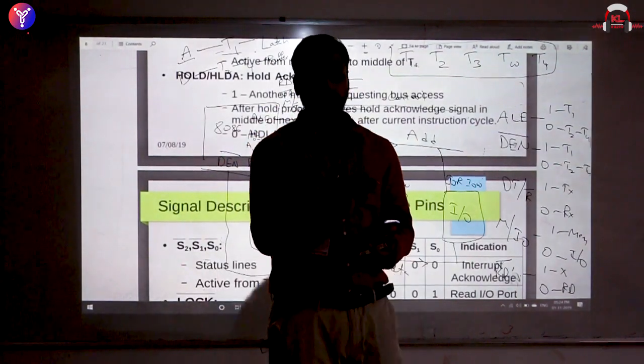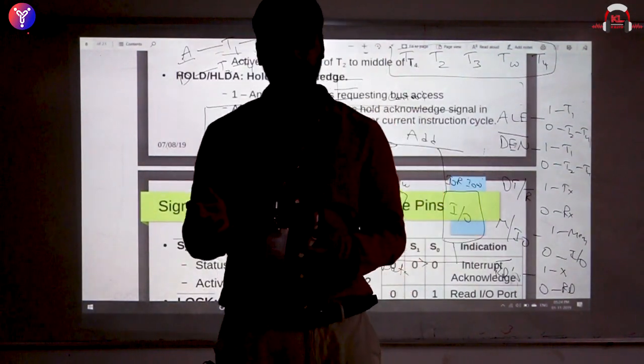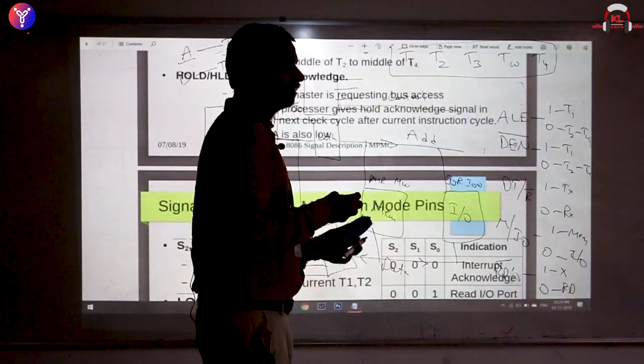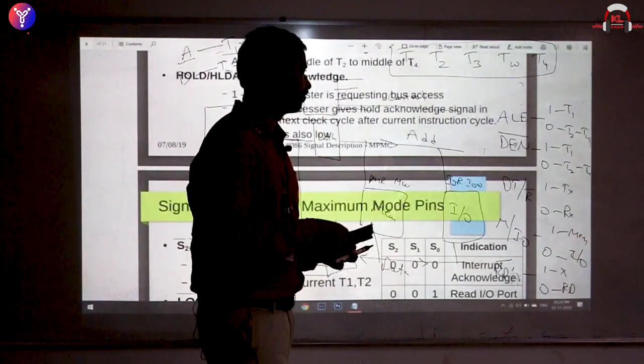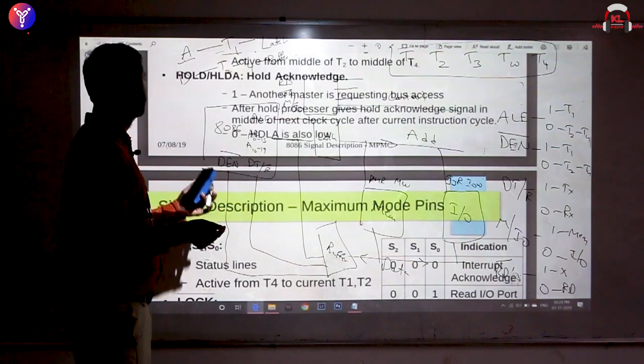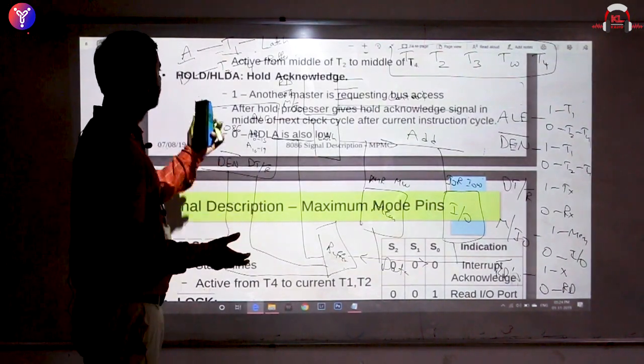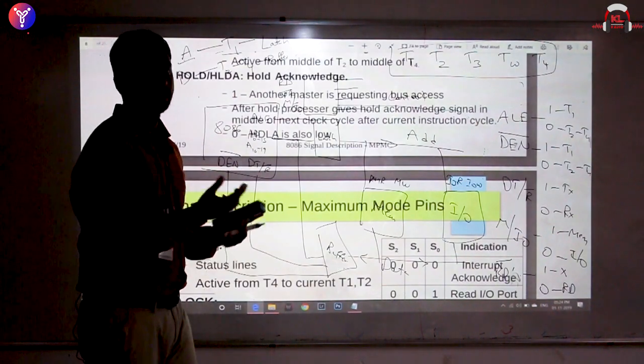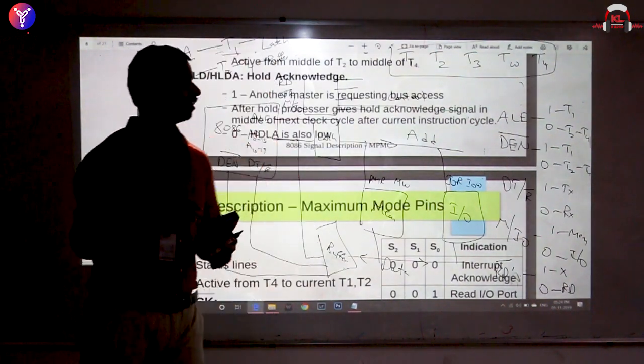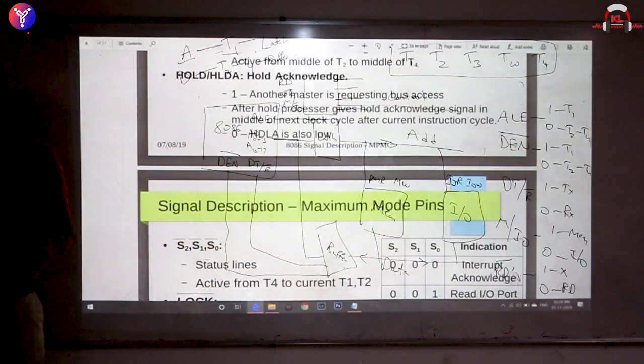Whenever you want to transfer the data from one memory to other memory, they just need the bus. That controller just requires the bus. So it will request the processor to hold the bus. The processor will transfer the bus by giving an acknowledge. The DMA will finish the job and return back the bus. So these are the minimum mode pins.